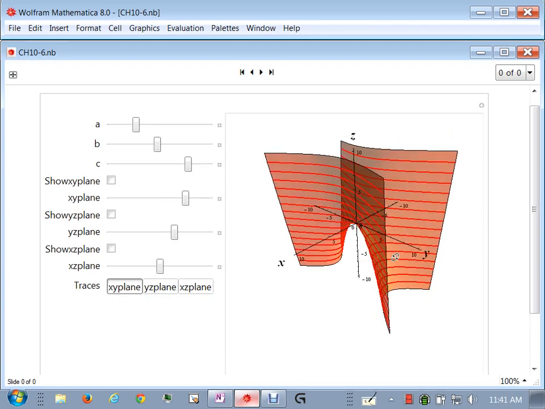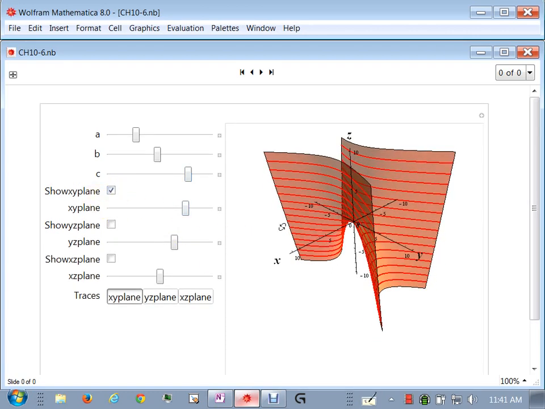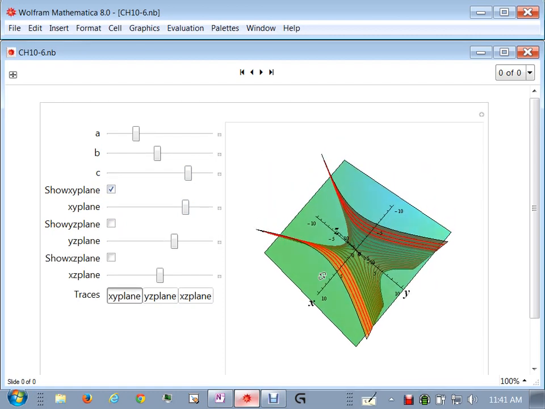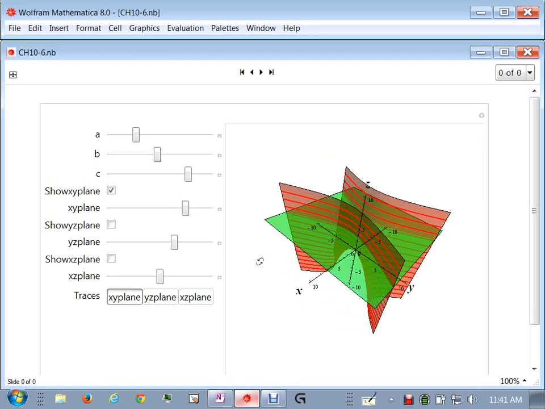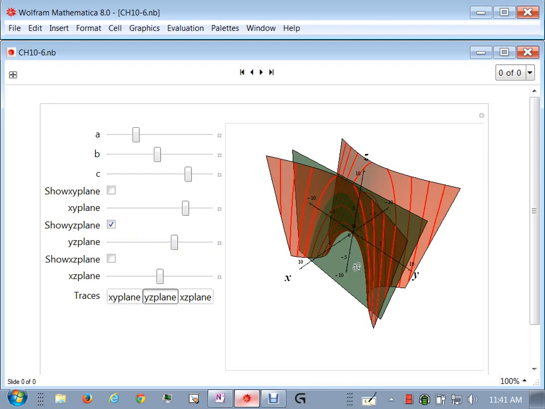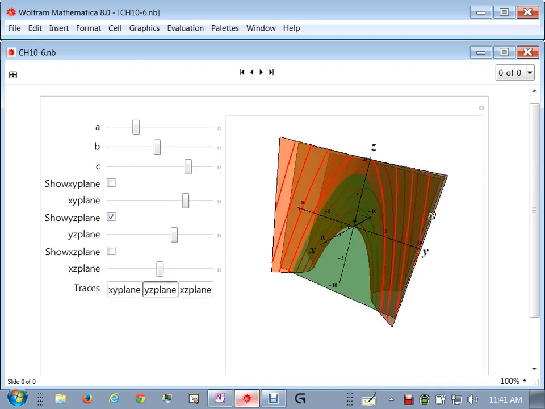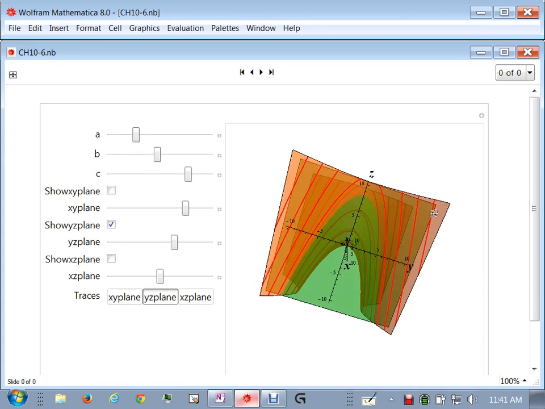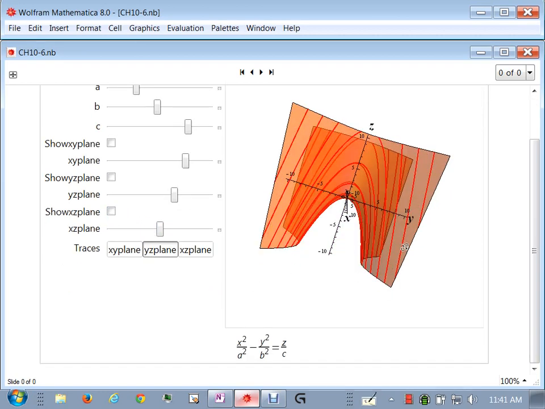Do you see, though, that cutting it with the XY plane gives you the hyperbolas? Do y'all see that? Because we have to look at it from the top. Do you see the hyperbolas? And then if we cut it with the YZ plane, those are what? Those red things? Parabolas, right? Parabolas.